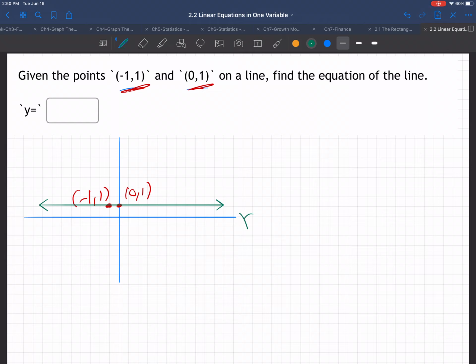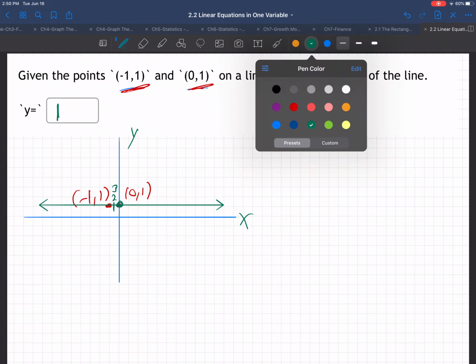Do you see, here's the x-axis, here's the y-axis. Which axis does it hit? Well, it hits the y-axis. Where? Up at a height of 1. This is 1, 2, 3. It hits at 1. So it's y equals 1. That's all there is to it.